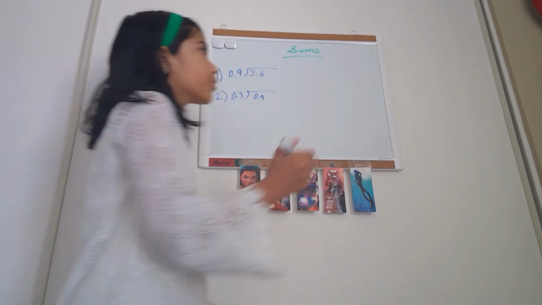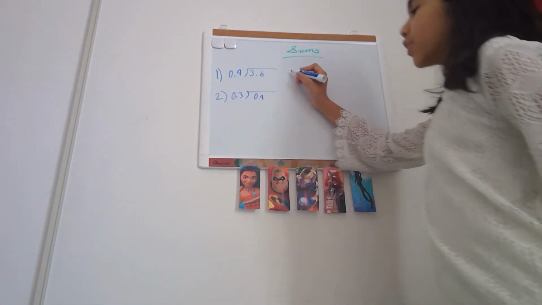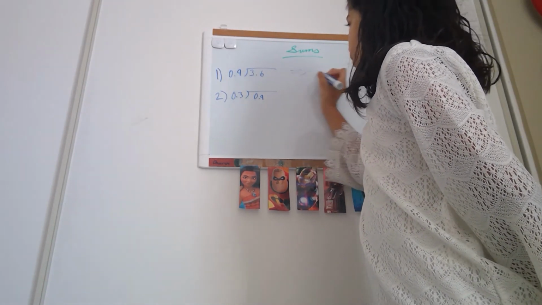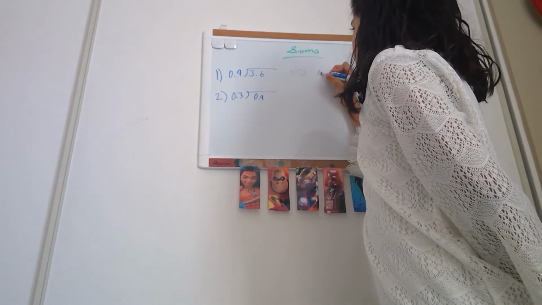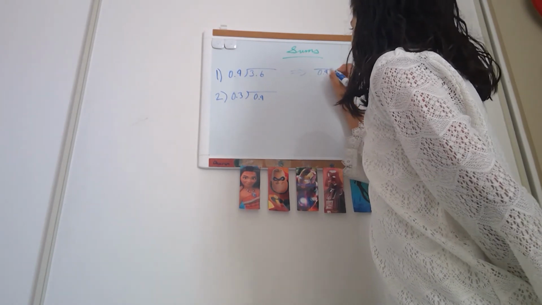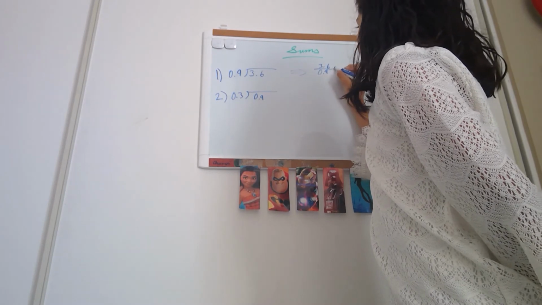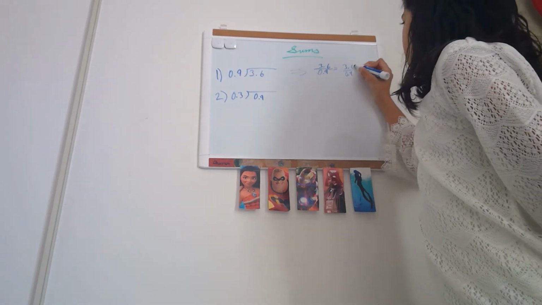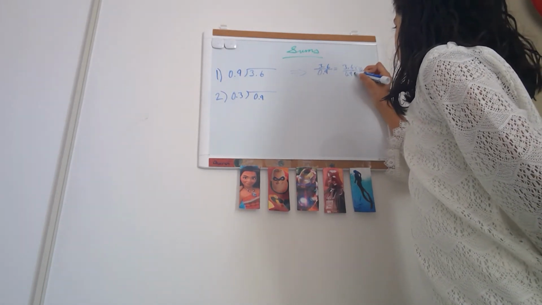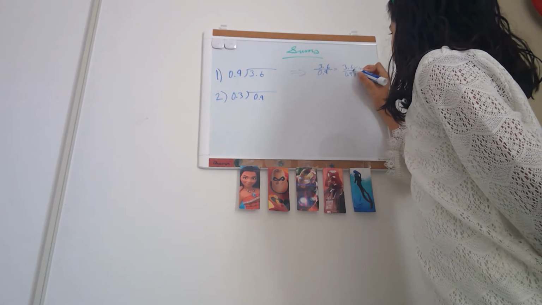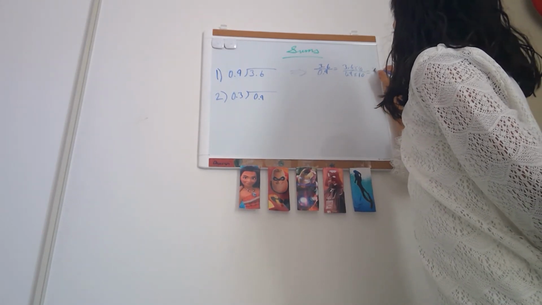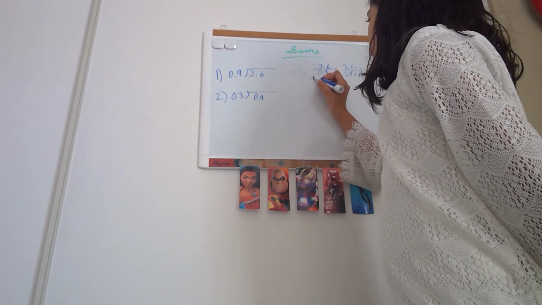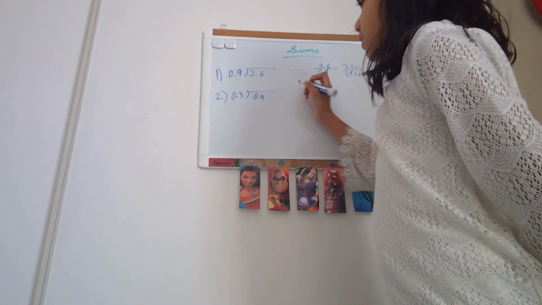Now we're going to start with the first question. So, first question, we're going to rewrite it in fraction form. Okay. Now we're going to write 3.6 divided by 0.9 is equal to 3.6 by 0.9, multiply by 10. Okay, 36 divided by 9. So now we have to divide 36 by 9.